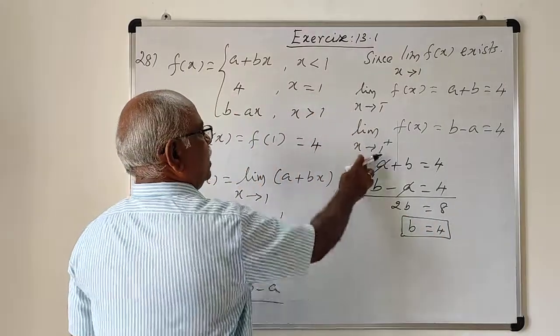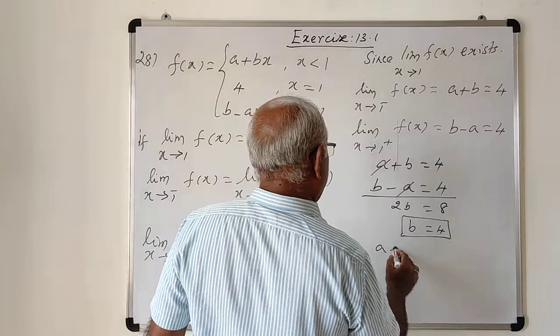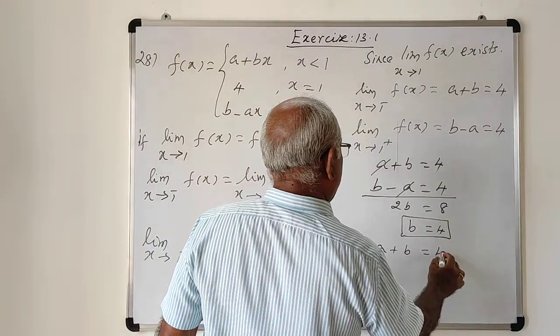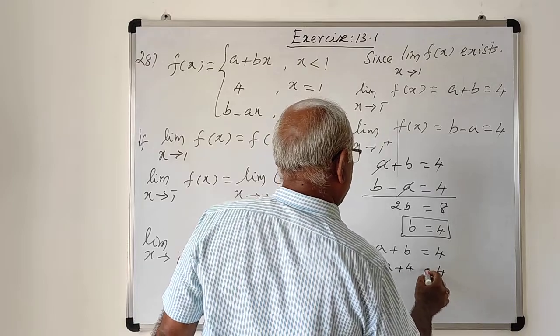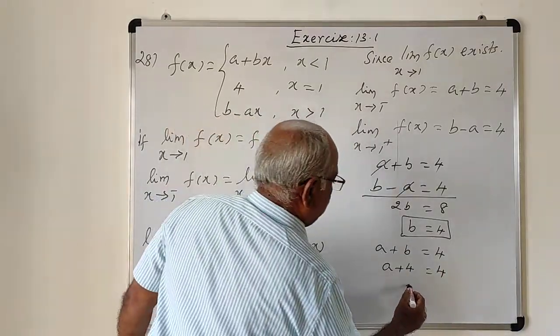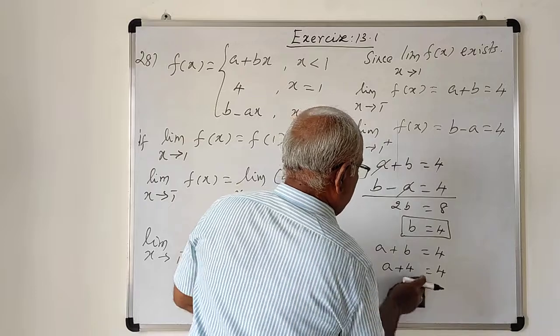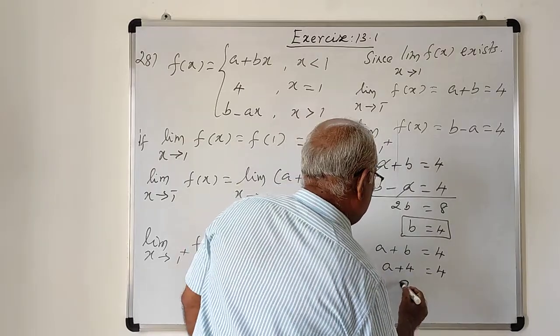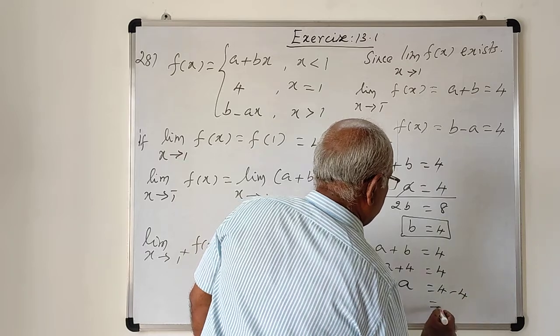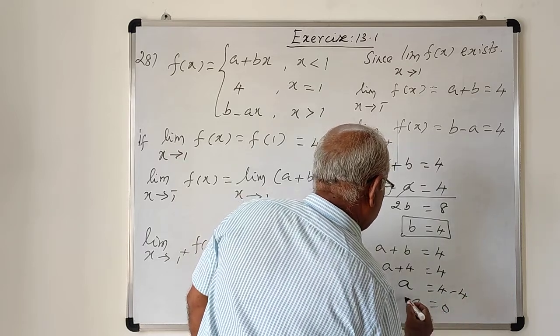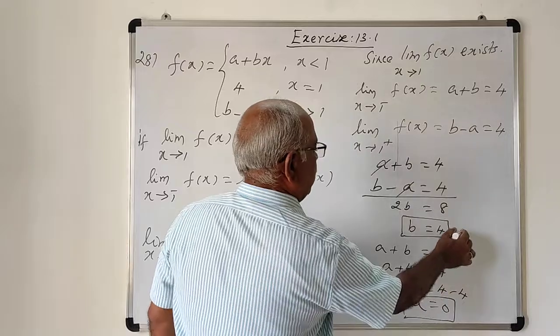Substitute the value of b in equation 1. a plus b equal to 4, a plus 4 equal to 4, and a equal to 4 minus 4. Bringing the minus 4 to the left side, this is 0. So a equal to 0 and b equal to 4.